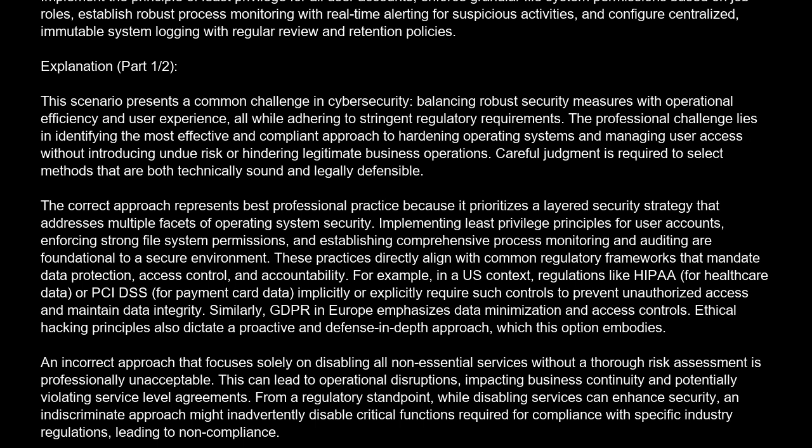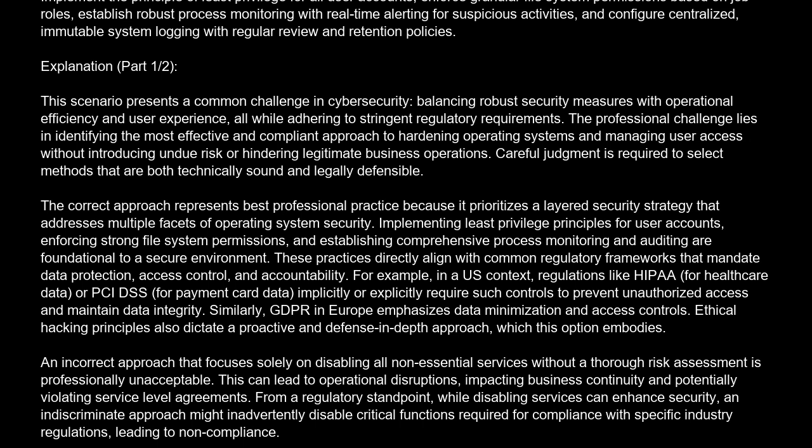The correct approach represents best professional practice because it prioritizes a layered security strategy that addresses multiple facets of operating system security. Implementing least privilege principles for user accounts, enforcing strong file system permissions, and establishing comprehensive process monitoring and auditing are foundational to a secure environment. These practices directly align with common regulatory frameworks that mandate data protection, access control, and accountability.